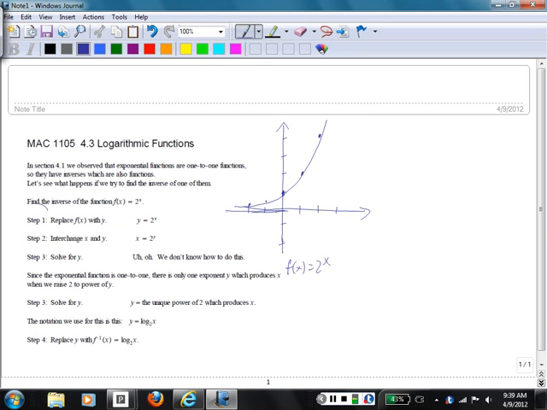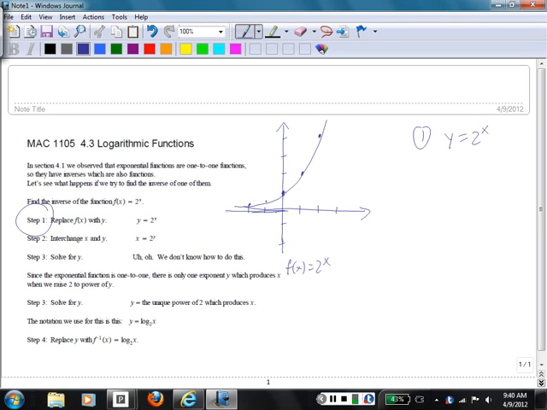So step 1 in the process, when we're finding the inverse of a one-to-one function, and we have to think back to section 2.9 because this has been a little while. It's 4 steps in the process. We replace the f of x with the letter y. And we write y equals 2 to the x. Easy step, just notation. That's step 1.